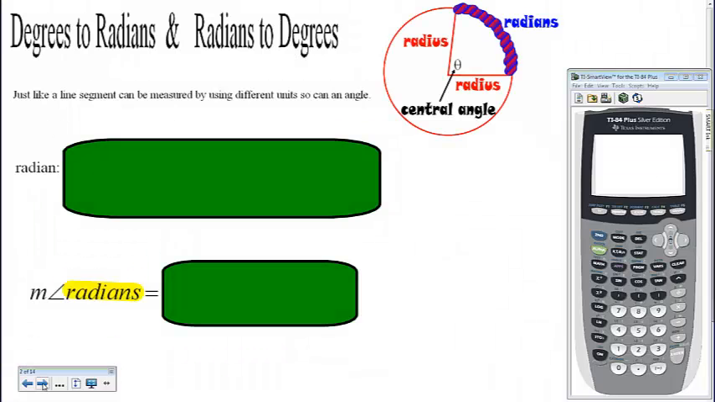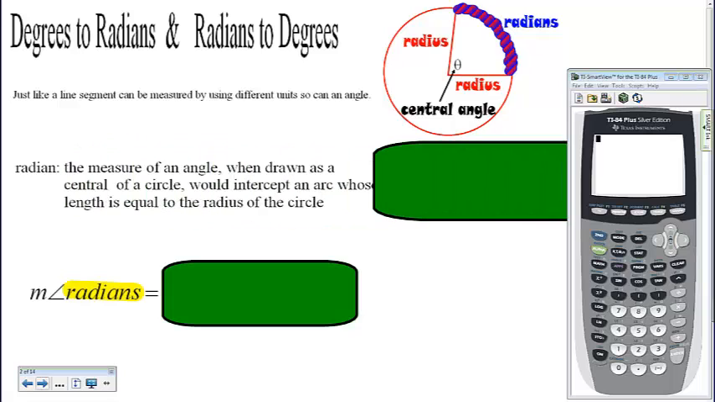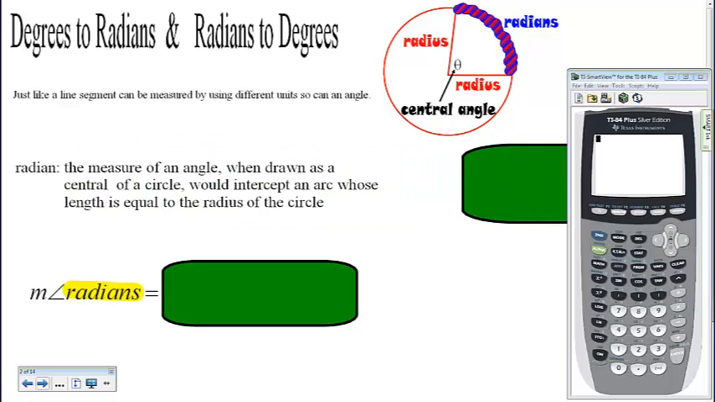So to convert from degrees to radians and radians to degrees, you need to know what a radian is. By definition, a radian is the measure of an angle that, when drawn as a central angle of a circle, would intercept an arc whose length is equal to the radius of the circle.